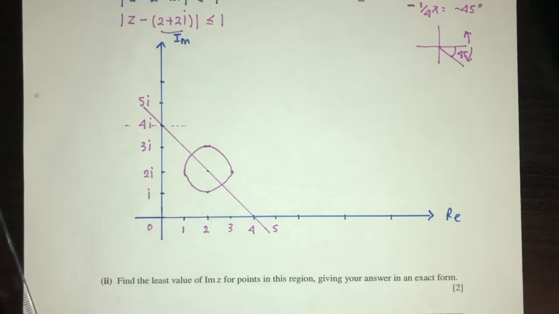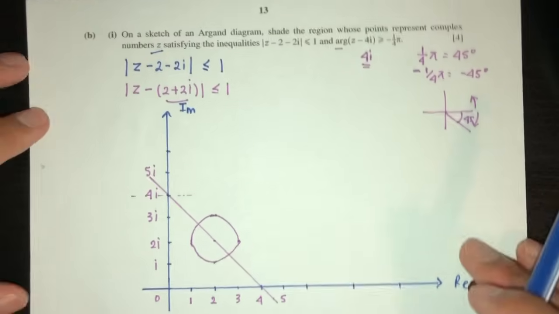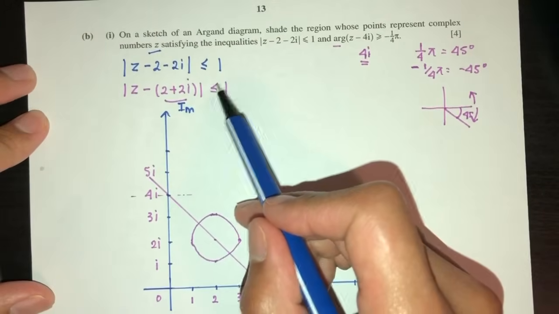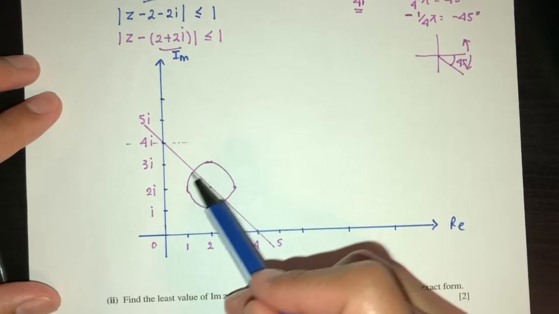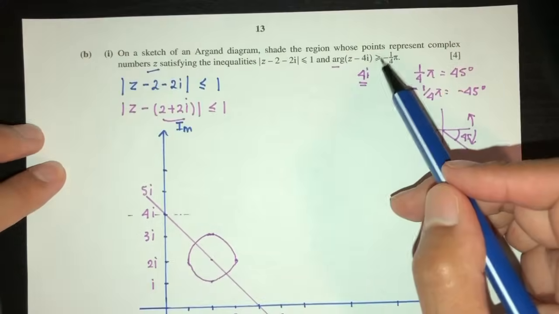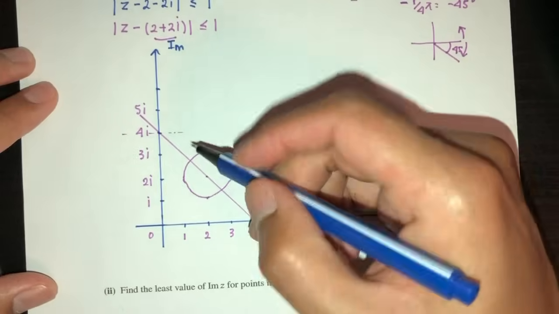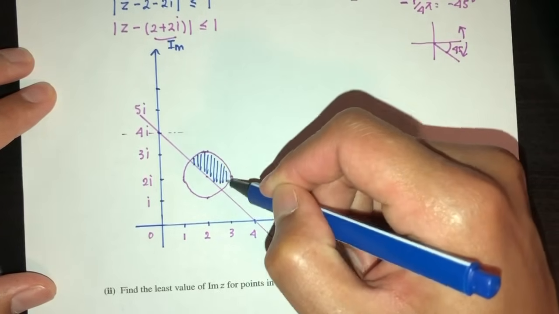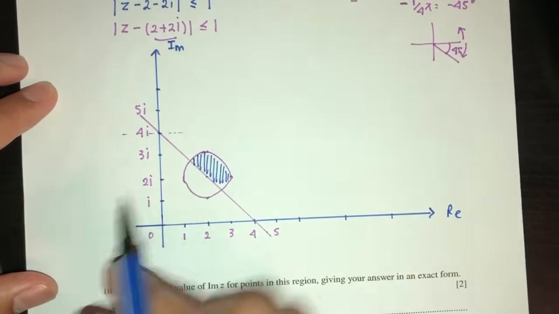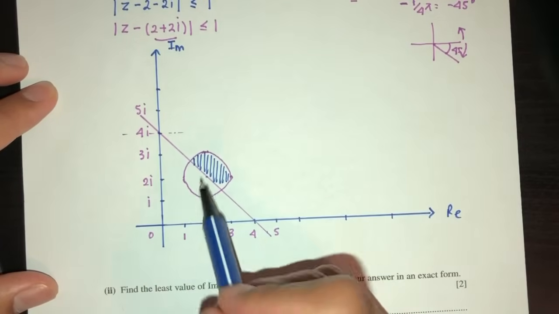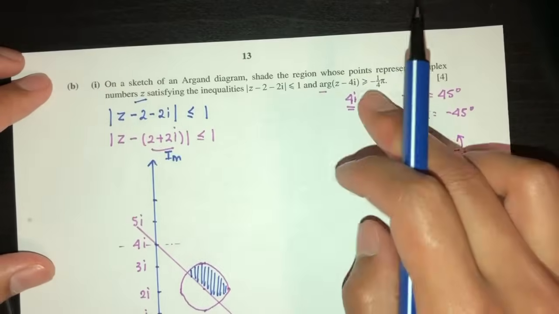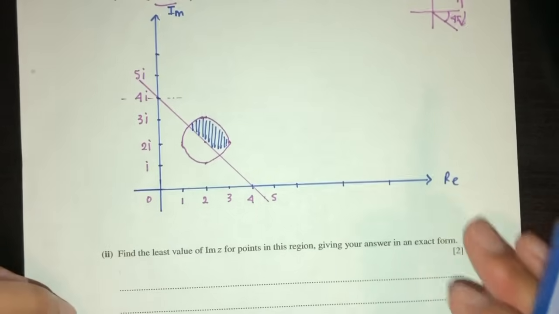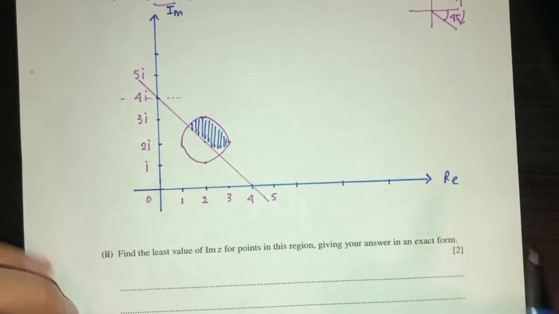Now let's shade the region that we need. It says less than or equal to 1, so it will be this one, and then this will be more than this, so it will be above this line. The region that we need will be this region. So this is a circle and this is a straight line, and we have to shade the region that represents these two inequalities. That will be your question part B.